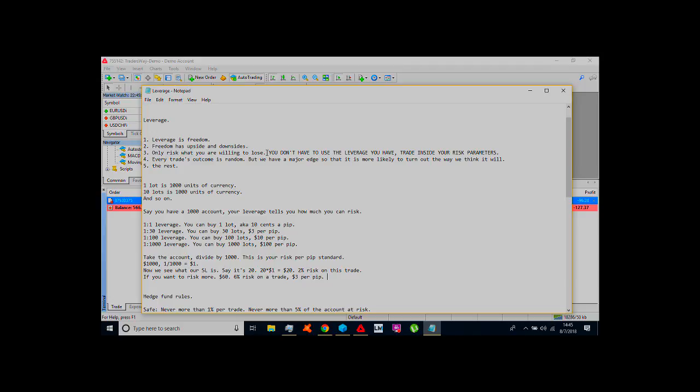Leverage is the same way. You don't want to risk a lot more than you're willing to, but you don't have to adjust your leverage in order to do that. You just have to trade inside your risk parameters, which I'll give you guys in a second here. Anyway, I also want to push the point that every trade has a random outcome.